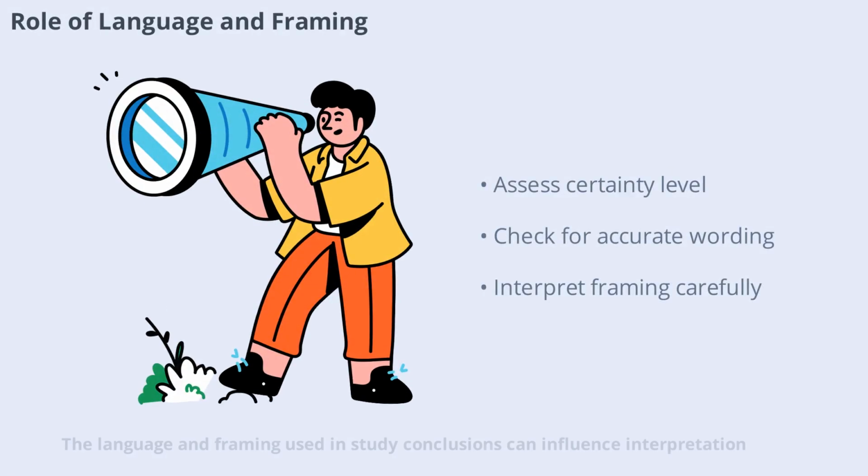The language and framing used in study conclusions can influence interpretation. Words like may, suggests, or proves carry different levels of certainty. Be attentive to how conclusions are worded and whether the language accurately reflects the strength of the evidence.